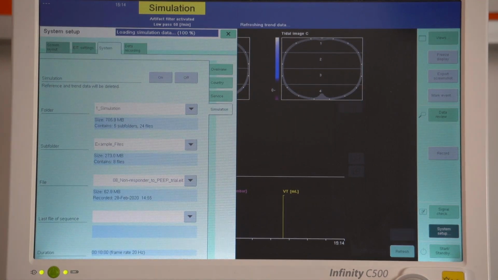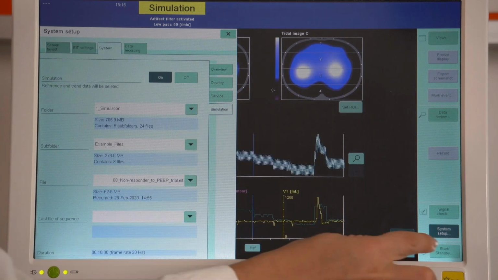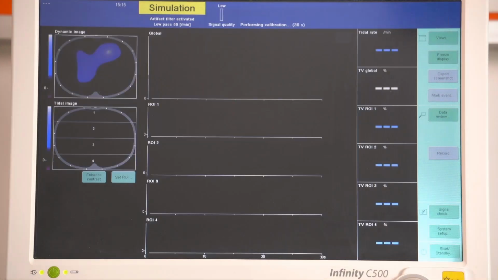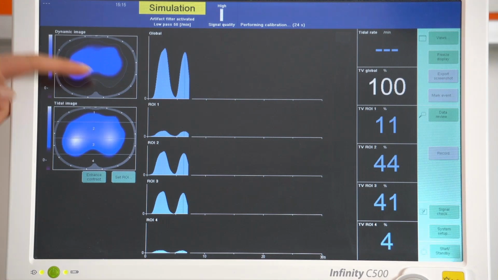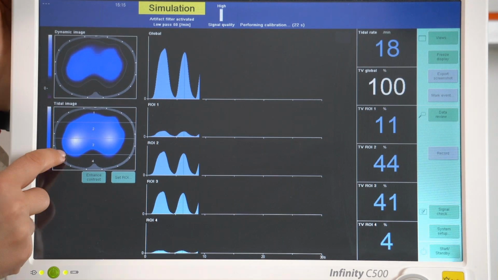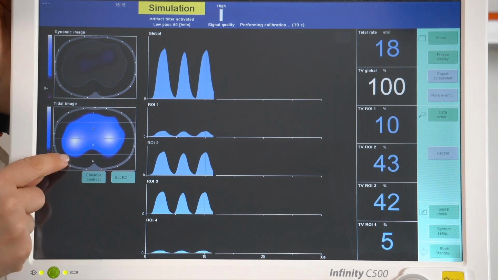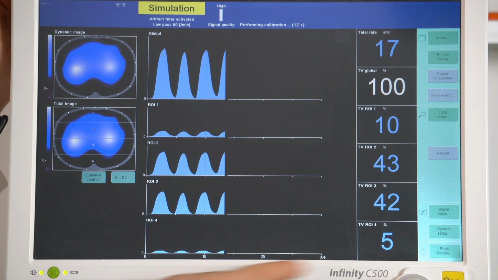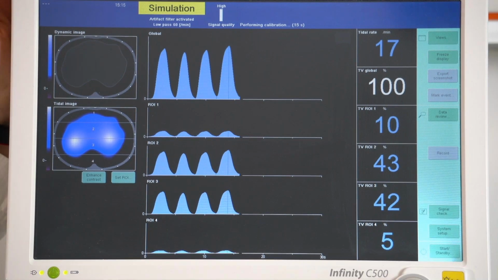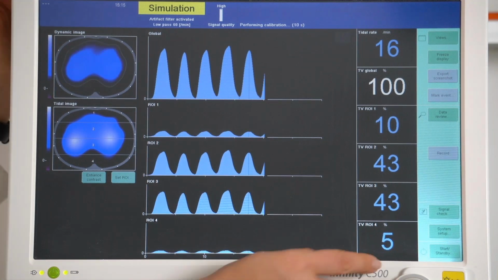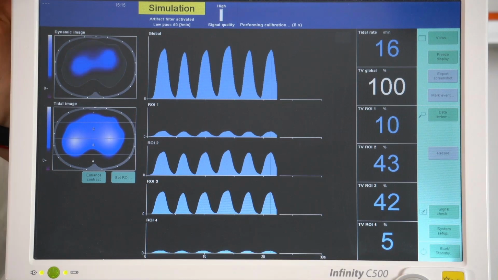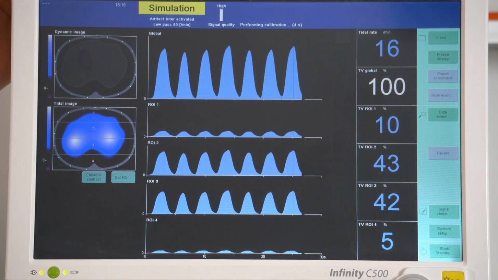And once the file loads, perfect. So we start with the ventilation. Again, we start with our ventilation, and we see that in the dynamic image, we have limited ventilation in the dorsal area. So we have almost no ventilation, 5% in comparison to our usual 10 to 15%. So again, we can come to the conclusion that potentially these areas of the lungs are collapsed.